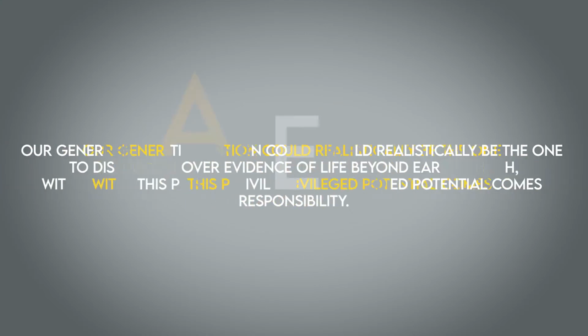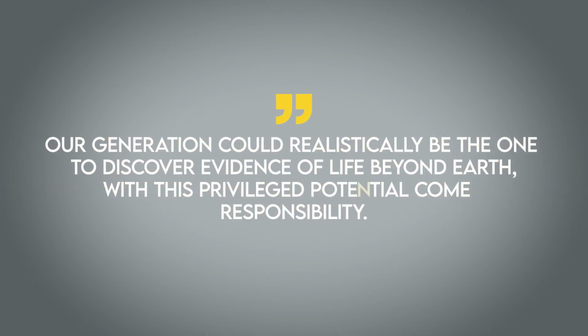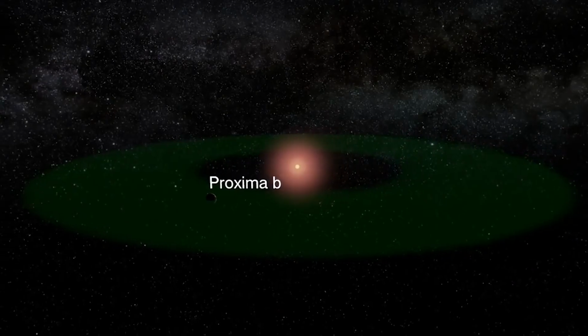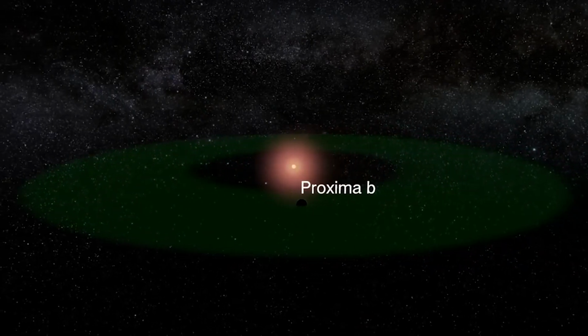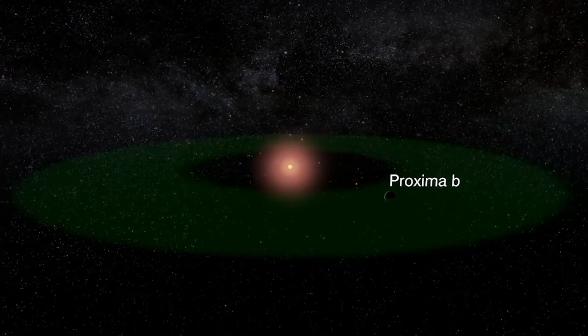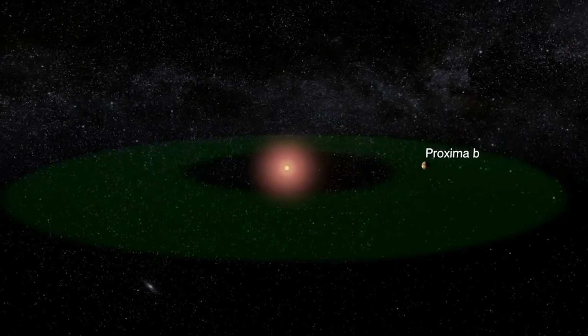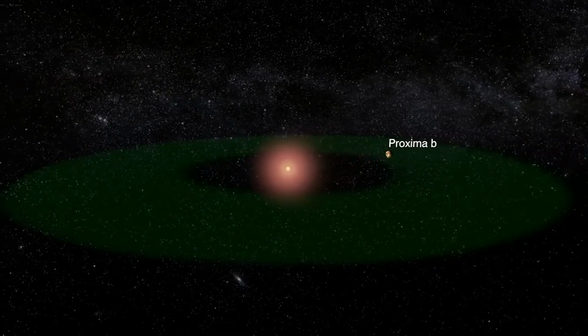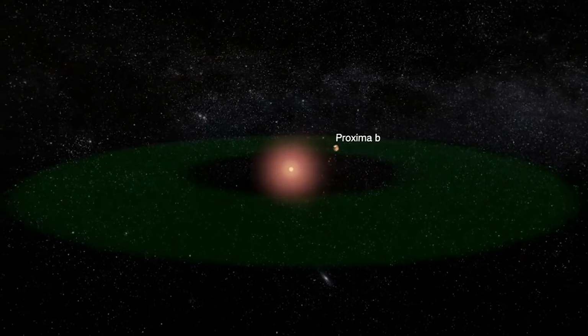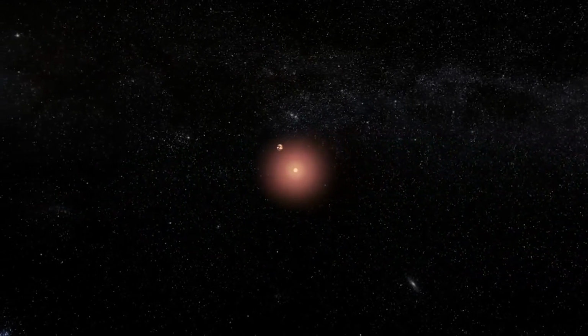Our generation could realistically be the one to discover evidence of life beyond Earth, wrote NASA Chief Scientist James Green and colleagues. With this privileged potential comes responsibility. Finding alien life is typically regarded to be an all-or-nothing proposition. Either a mission returns incontrovertible proof of life, or it falls short of its purpose, according to the team. However, the data will almost certainly not be in a definite form.